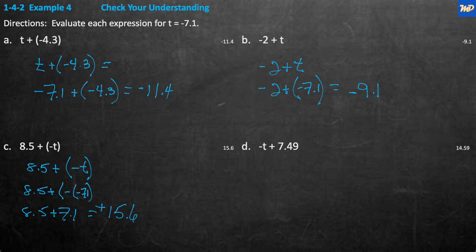Now here we have negative t, negative negative 7.1, plus negative 7.49. These two negatives become a positive, so 7.1 plus 7.49 equals what? Equals 14.59. Now, is it positive or negative? Well, these all became positive, so this is positive. Okay?